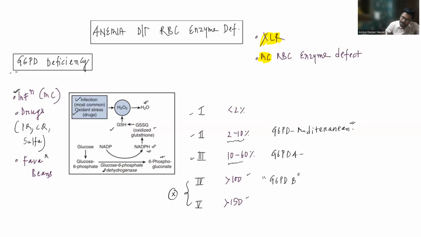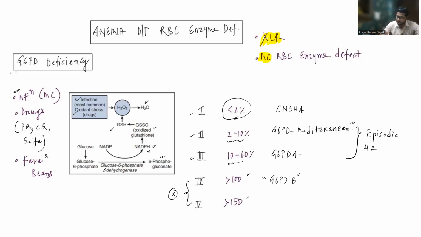And class 1 is the most severe one, where the enzyme activity is less than 2%. However, it is rare, and this can cause chronic hemolysis. Sometimes it is described as chronic non-spherocytic hemolytic anemia. So class 1 G6PD deficiency patients will have chronic hemolysis. But the common variants, class 2 and class 3, will cause episodic hemolysis. Why? Because only when there is oxidative stress will they cause hemolysis. If oxidative stress is not there, there will be no problem to the RBCs.